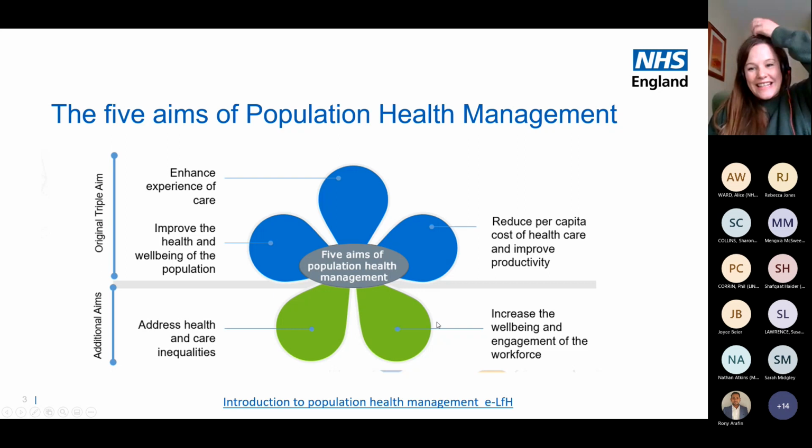So in order to set the scene a little bit, I wanted to flash up this image from a training source around population health management, and that is available on the Learning for Health website. When we circulate the slides, you'll get the link to this. It's just to show the different aims of population health management and make the point that today we are largely focusing on how we improve the health and well-being of the population and address health and care inequalities and how the data can help us understand this. But there are other pieces of work going on in the regional teams around things like productivity and workforce as well.